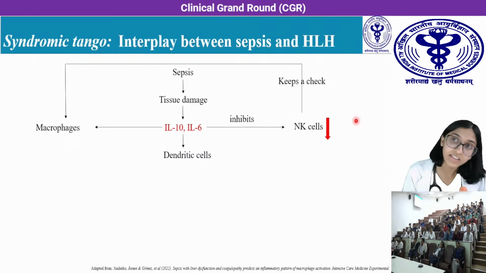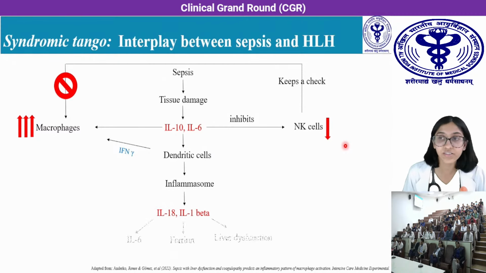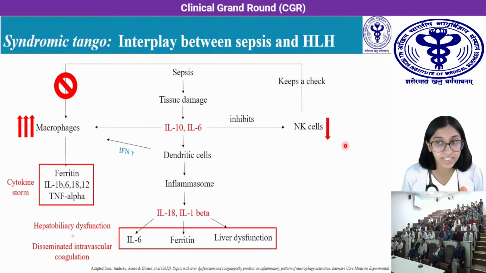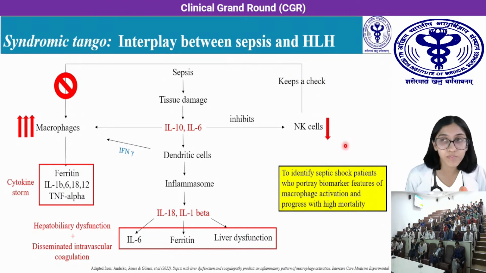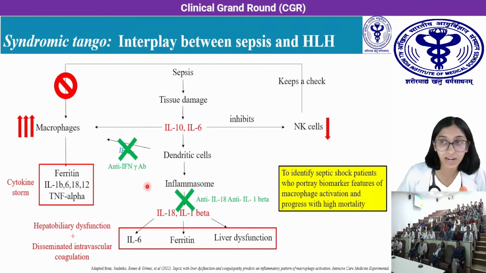However, the release of interleukin 10 and interleukin 6 will inhibit the NK cells, causing a hyperactivation of macrophages. These dendritic cells also cause activation of macrophages by release of interferon gamma. They cause activation of inflammasomes, causing a release of various cytokines. And all of this leads to a cytokine storm as well as hepatobiliary dysfunction and DIC. All of this is important because we need to identify septic shock patients who portray these early biomarkers of HLH. And this is also important because this pathway shows us the newer therapeutic modalities which are currently underway, which are the anti-interferon gamma antibodies, anti-interleukin 18, and anti-interleukin 1 beta therapies.